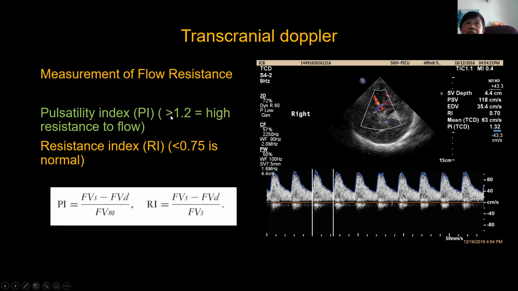You can measure the pulsatility index and you can measure the resistance index. The pulsatility index is taking the peak systolic flow minus the diastolic flow. So this is systolic flow, this is diastolic flow, and you divide by the mean.